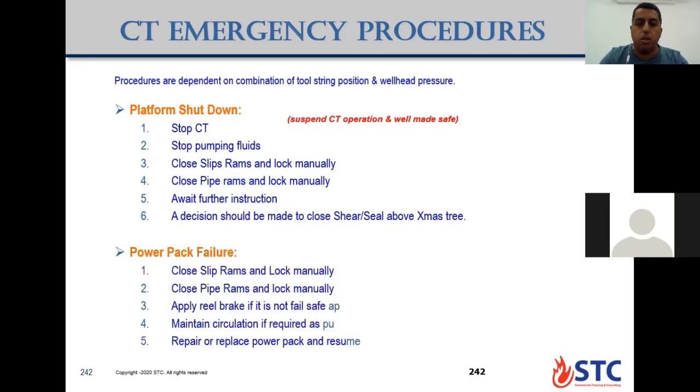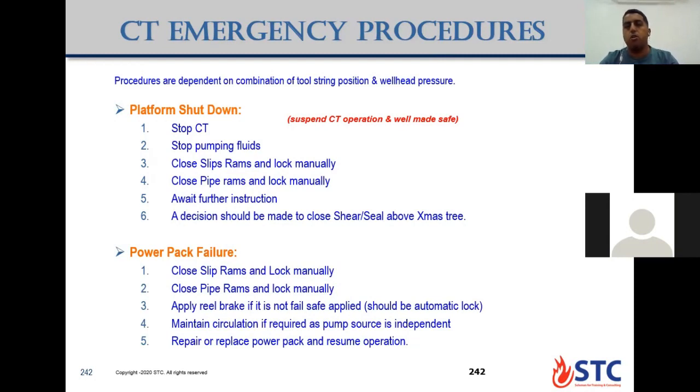Second situation: you are working in a coiled tubing operation and you have a complete power pack failure. The power pack gives the power for pulling and running the coiled tubing movement. At that moment, the pumping is not affected because the source for running the pump is external to the power pack. So first action, close the slip ram and lock manually, close the pipe ram and lock manually. This is for more security.